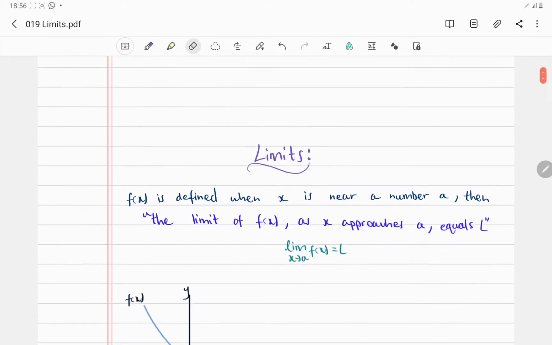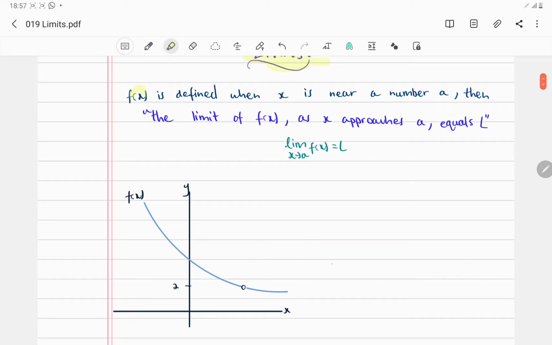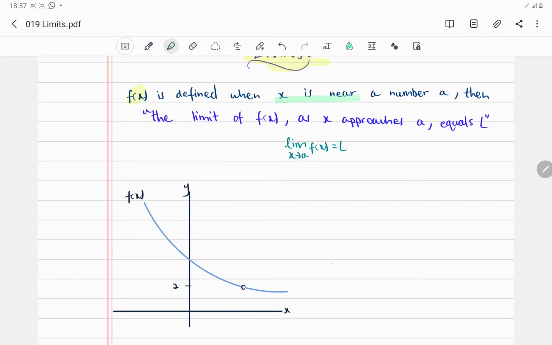Okay, so let's start. We're going to start with limits first. So what's a limit? Nothing better than starting with the definition. So f of x, which is our function, is defined when x is near a number a, that's basically on our x-axis, then the limit of f of x as x approaches that same number on the x-axis equals L. That's what our f of x equals on the y-axis.